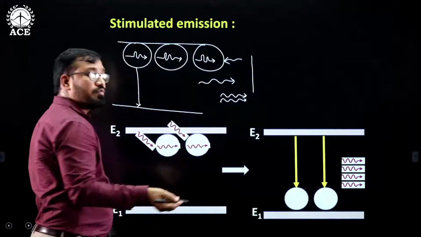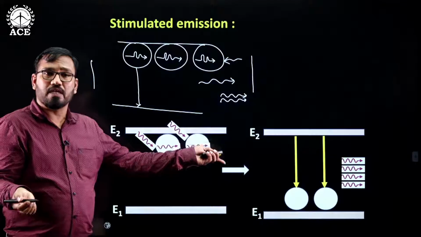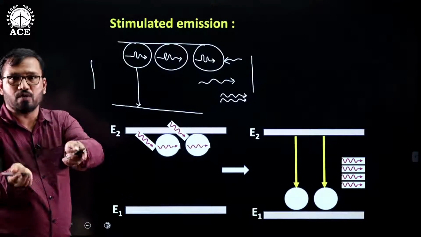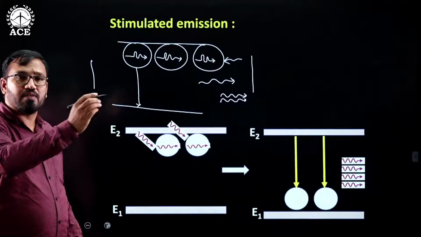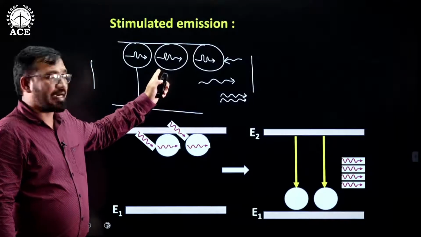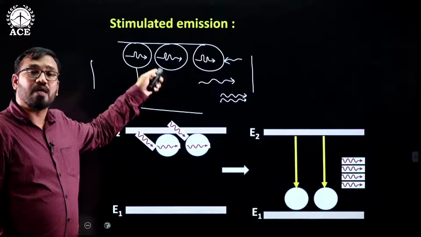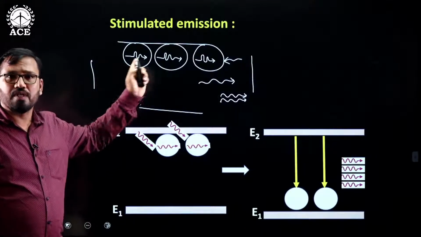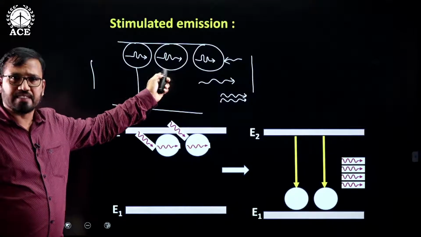Now these 2 photons are in coherence. They are in one particular direction. These 2 photons once again are going to interact, meaning collide, with 2 more atoms present in the excited level.